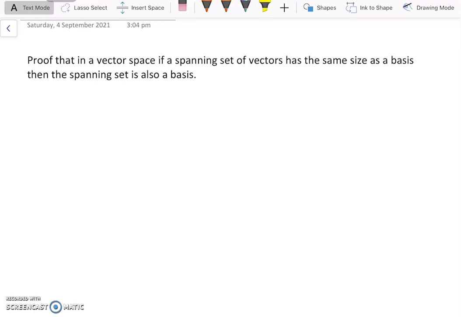Today I'll be proving that in a vector space, if a spanning set of vectors has the same size as a basis, then the spanning set is also a basis.